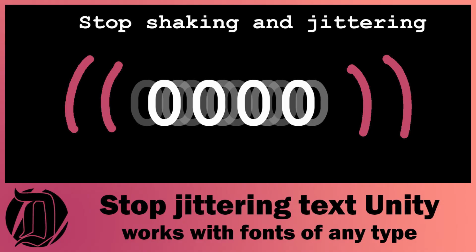Today we're going to have a look at a problem that is often met by game developers. When they get a score and they increment it really fast, the text starts to jitter left and right. And so you'll often see the solution to this problem being simply replace your font with a monospaced font, and then this won't occur because the width of each character is the same.